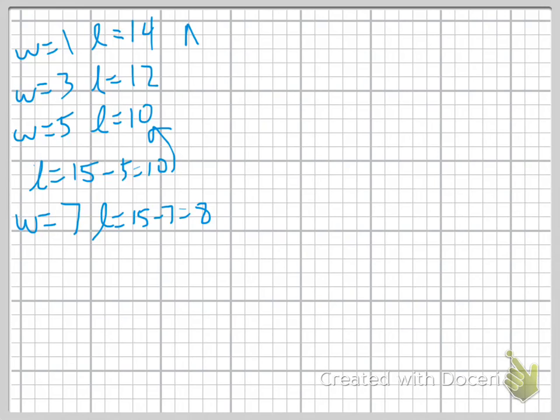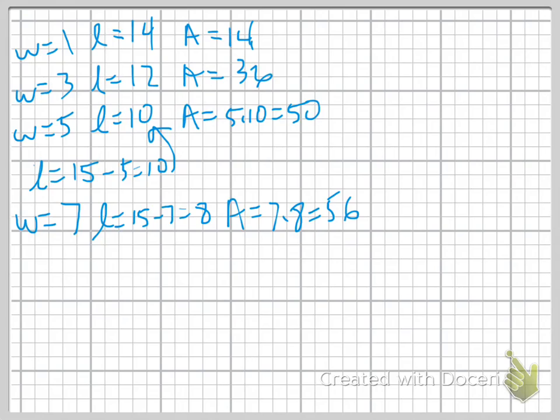Okay, and so you see this going on, and we just have to do the area. The area of this was 14. The area of this was 36. The area of this is 5 times 10, which is 50. The area of this is length, so we can do length or width first, is 56. Okay, and you can keep going.